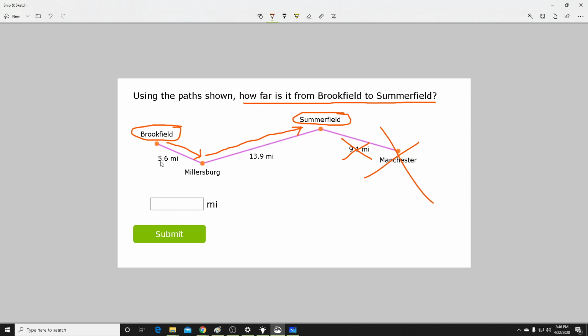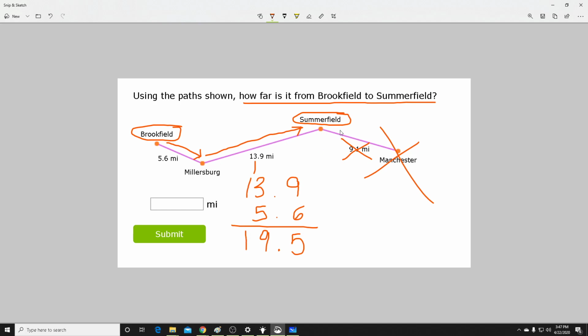So we need to find out the total distance from here to here. 5.6 plus 13.9. Line up the decimals. Okay, in our tenths place here, we have 9 plus 6. That gives us 15. There's not enough room for the 15, so we have to regroup. Carry over the 1 to do that. That gives us 1 plus 3 is 4, plus 5, 9. And we have a 1.